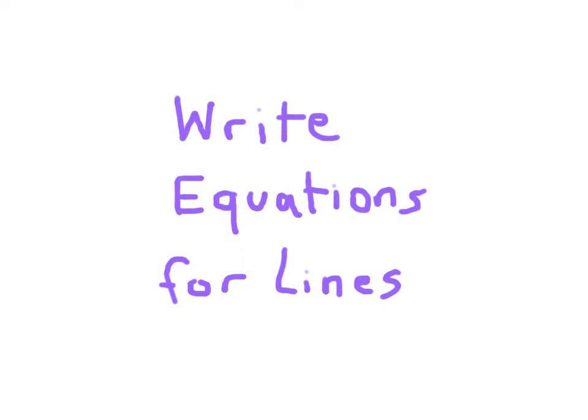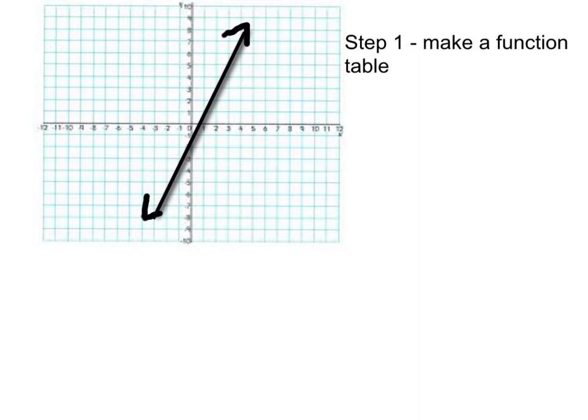This lesson will focus on writing equations for lines. We might be given this line here and be asked to make an equation for this line. Our first step will be to make a function table. So I will go ahead and do that, where we have x-coordinates and y-coordinates. There's our function table, and I'm going to take a look at some of those points that are on this line. I'll choose some points that are on this line.